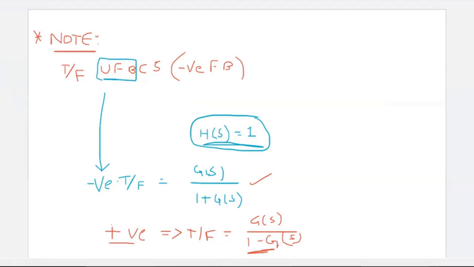Yes, sir. Okay, shall we go for problems based on this formula? Yes, sir. Okay, first problem.